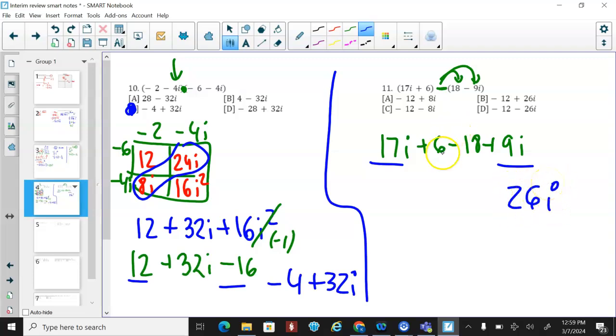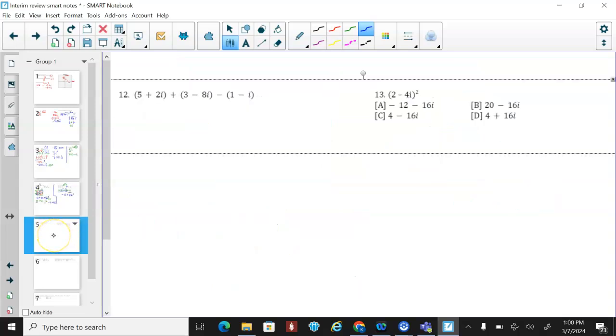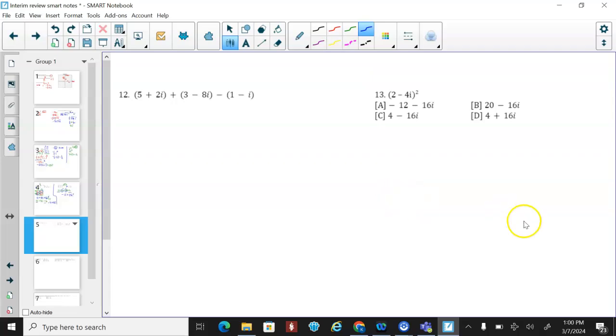Okay, and then of course you got a 6 and negative 18. That's going to give you negative 12 plus 26i. So negative 12 plus 26i was answer B. Again, positive if you need to write down. All right, next one is just simplifying it.